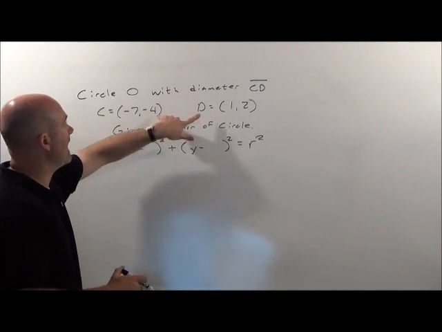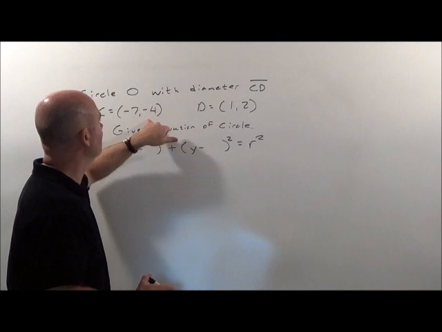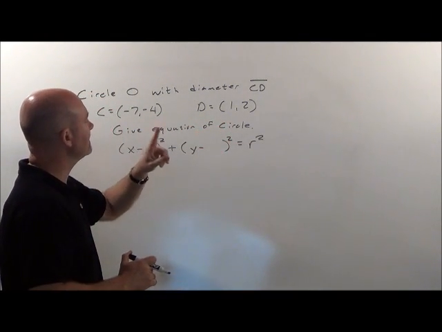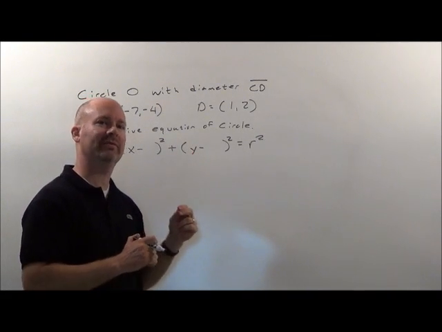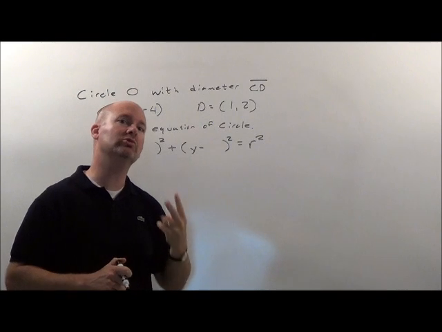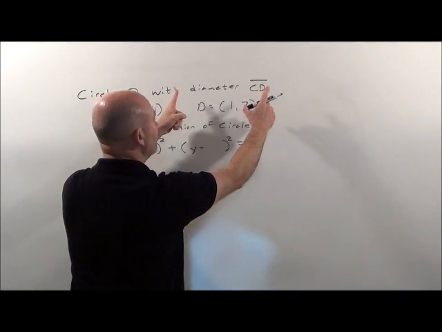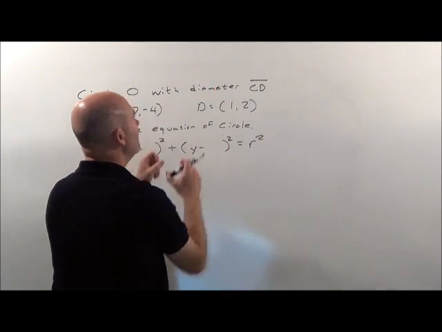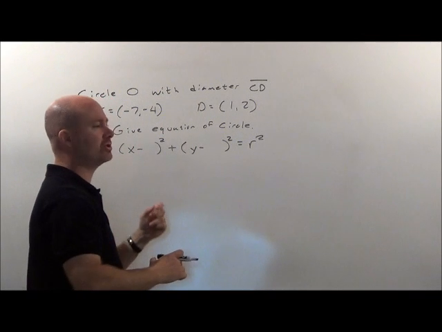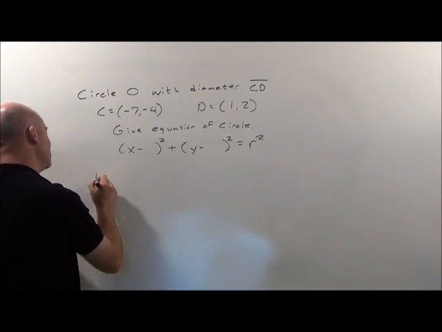Now CD is the diameter. So if we find the distance between these 2 points and then cut it in half, that will end up being our radius. At the same time, we need the center of the circle. Well, the center is simply going to be the midpoint. So we got to do 2 things here. We need to do the distance formula to get the diameter length and then cut it in half to get the radius. And then we also need to find the midpoint to figure out where the center of the circle is, which those values will go here and here. So let's first start with the distance.